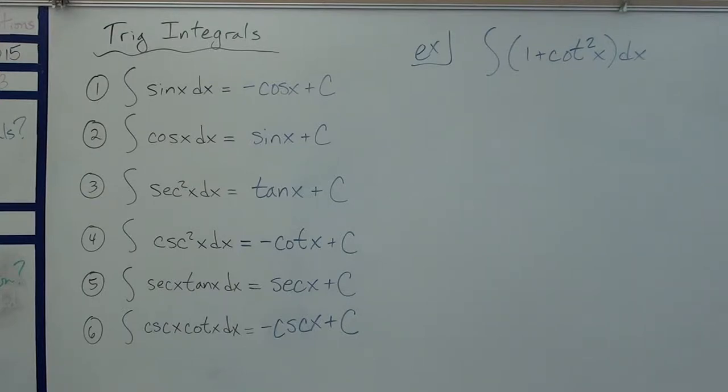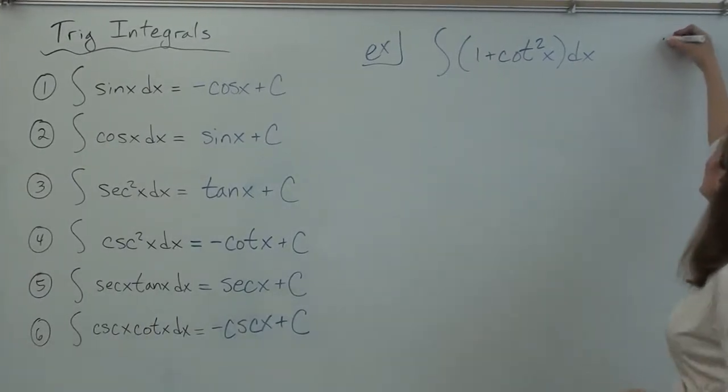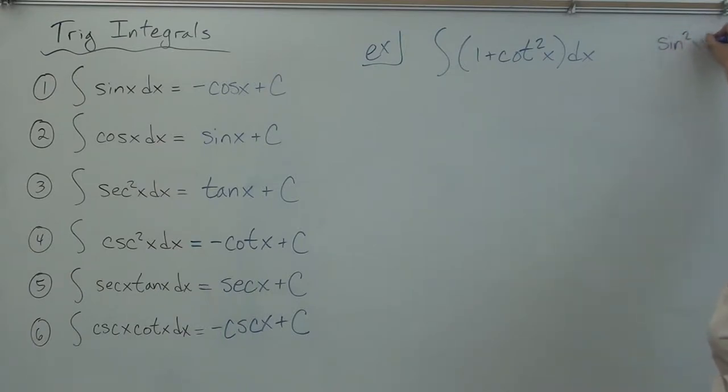Identities. Isn't it helpful that we have all these beautiful trig identities to choose from? It is a Pythagorean identity that we need to use. Let's see. I know sine squared plus cosine squared equals 1. That's the only Pythagorean identity I know.